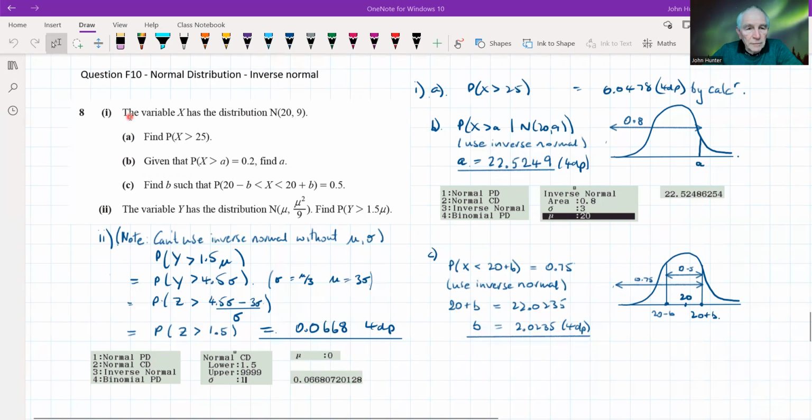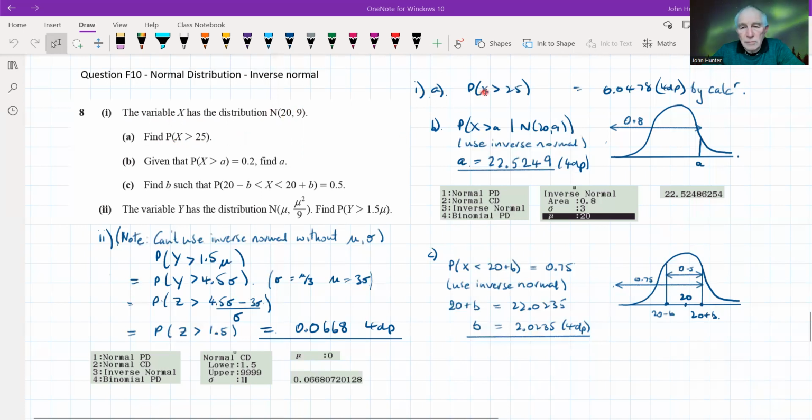Let's have a look. The variable x has the distribution normal, mean of 20, and a variance of 9. Remember, this is always the variance in the second parameter, so the standard deviation is going to be 3. Find the probability that the random variable is greater than 25. So this is basically just a normal use of your calculator for the normal distribution.